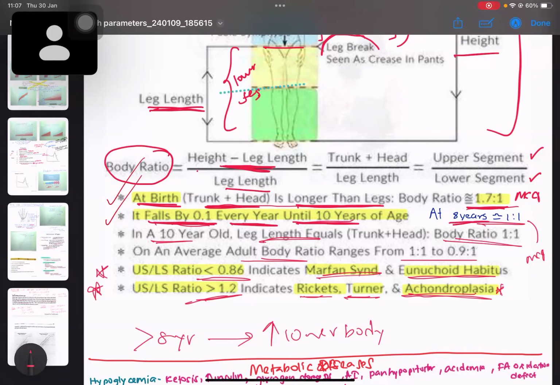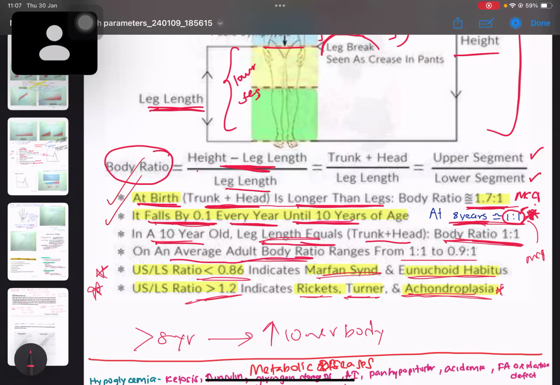At 8 years, the upper segment to lower segment ratio will be 1:1. It means the upper segment and lower segment are of equal length. At 10 years, the leg length equals trunk plus head, a body ratio of 1:1. It will be asked in MCQs as at 5 years, the body ratio will be 1:1. That's wrong. At 8 to 10 years only, it will be a 1:1 ratio.